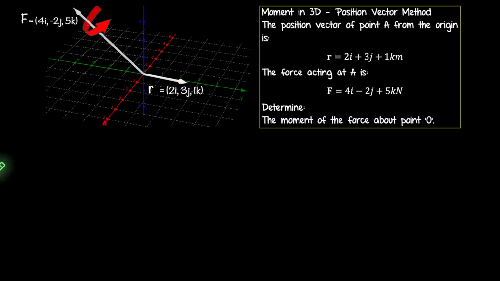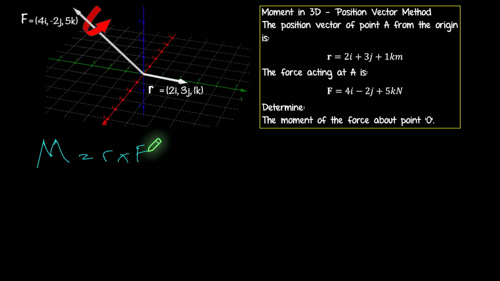In this video, we're going to look at the 3D moment of a force using the position vector method. In the position vector method, you will see this formula: M for moment equals R times F. R represents the position of the point where the force itself acts, and F represents the force that is applied. The moment measures the rotational effect of the force about a point.